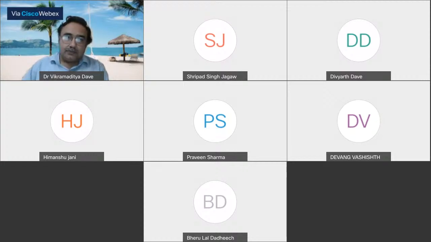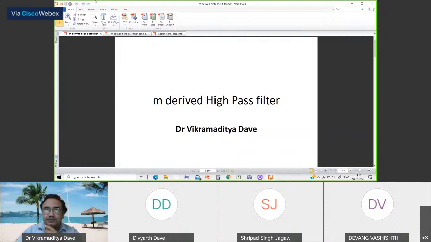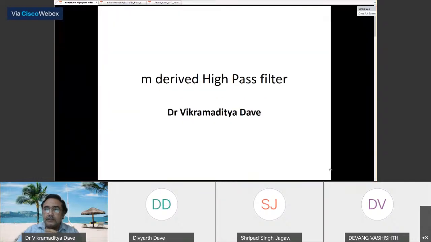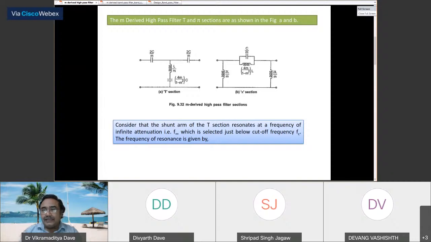Now, I just want to share one slide. In the last class, there was some problem in the slide, so I would like to share that slide with you. That was the slide where we were discussing the M-derived high-pass filter, and I had given a wrong diagram. I have corrected it. Just the inverse type of phenomenon is there in the high-pass filter, as you know.